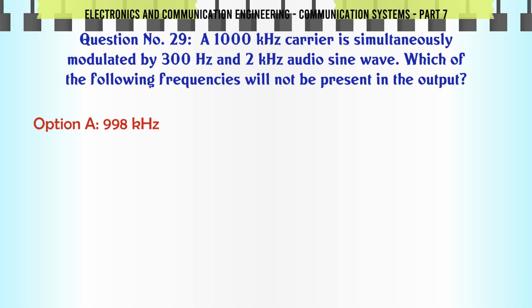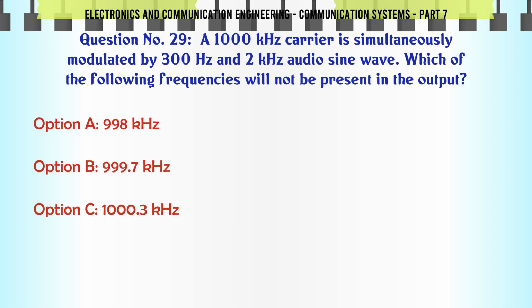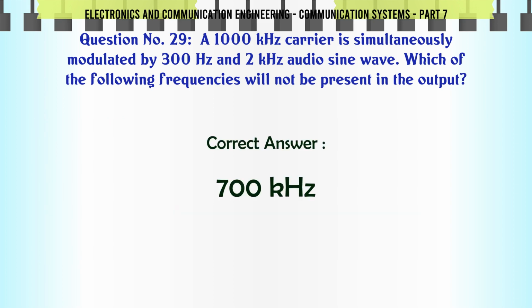A 1000 kHz carrier is simultaneously modulated by 300 Hz and 2 kHz audio sine wave. Which of the following frequencies will not be present in the output? A 998 kHz, B 999.7 kHz, C 1000.3 kHz, D 700 kHz. The correct answer is 700 kHz.